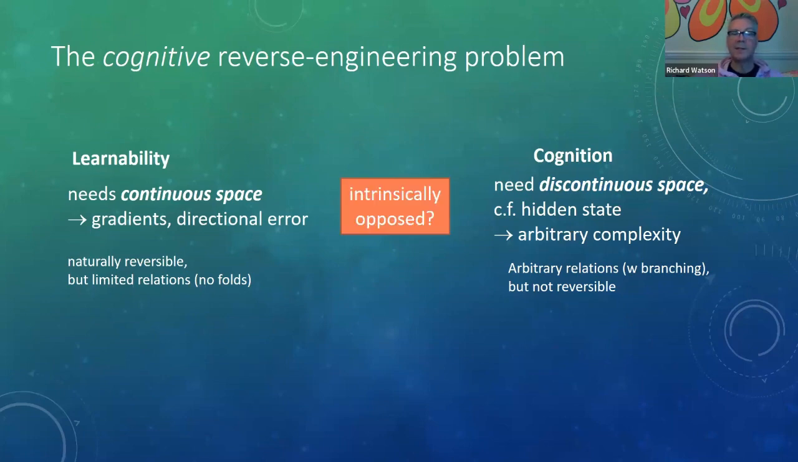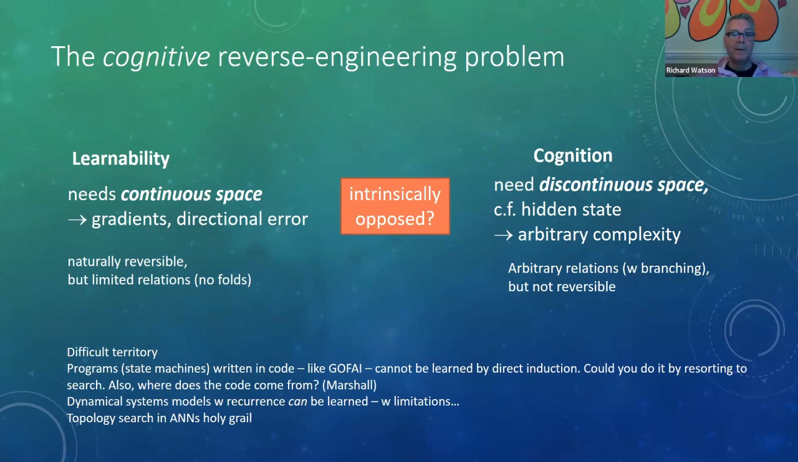That seems to suggest an intrinsic opposition between things being reversible and things being cognitive. The kind of opposition that might make you think that if you want to create something really clever, then you're going to have to do it by trial and error instead of by following gradients in a continuous space. For example, if you were to try and write code in a high-level language, it's not possible to transform that code by pushing on it in such a way that you get the code that you want. Instead, you might resort to search.